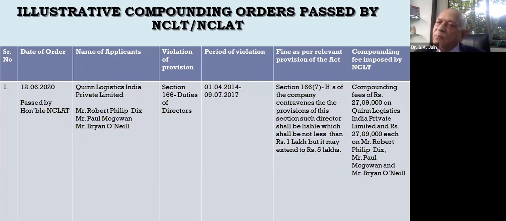Now, what compounding fee was imposed by NCLT? Compounding fees of rupees 27,09,000 on Queen Logistics India Private Limited, and rupees 27,09,000 each on Mr. Robert so and so, it was imposed.